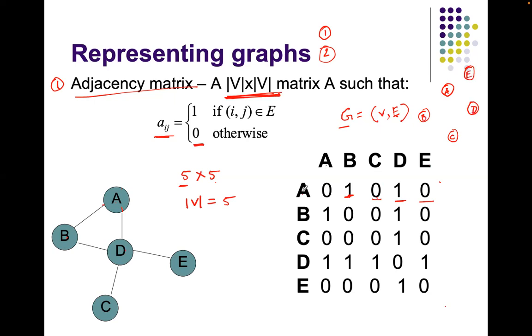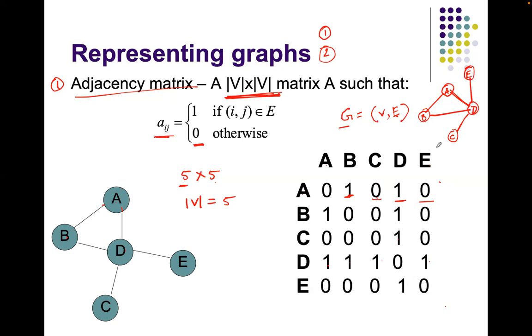We're saying that we have an edge from A to B and D. From B we have an edge to A, which we already have, and D. From C we have an edge only to D. From D we have an edge to A, B, C, and E. From E we have only an edge to D, and we already have that.